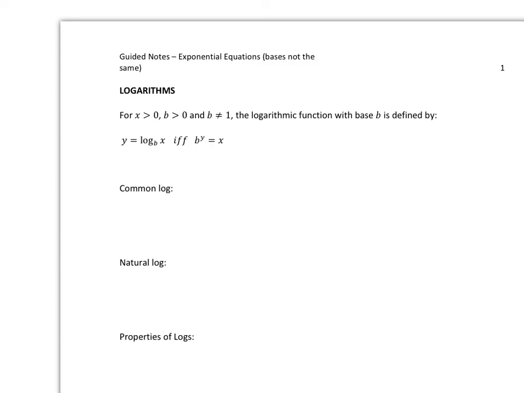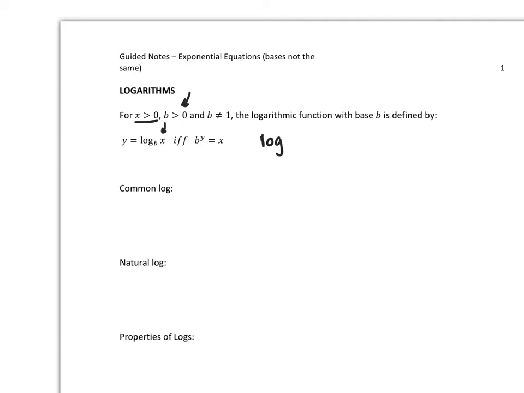In this video, we will learn how to solve an exponential equation where we cannot rewrite both sides to have the same base. But before I do that, I've got to introduce logarithms. So x is greater than 0, that part right there. The base on the logarithm is greater than 0, and b cannot equal 1.